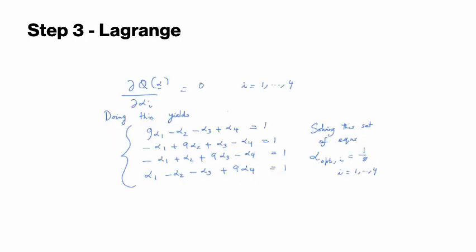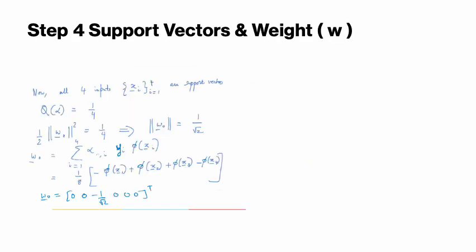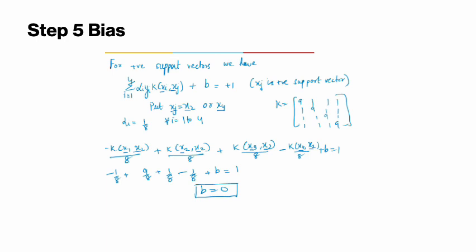Then you have to do the Lagrange, which is step 3, using the derivatives of Q over lambda alpha i. You get this, and solving this equation, you get 1 by 8, which is the alpha i value. Once you find that out, step 4 is support vectors and weight. You substitute the value of what you found over there, and you find the distance, right, which is W naught squared.